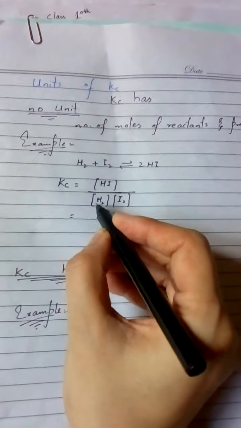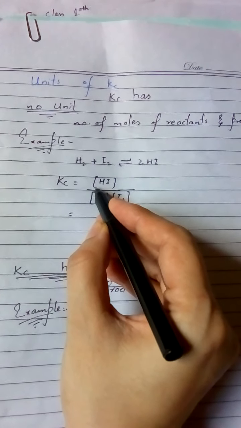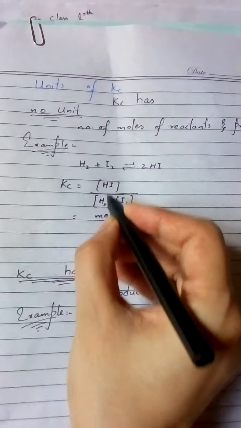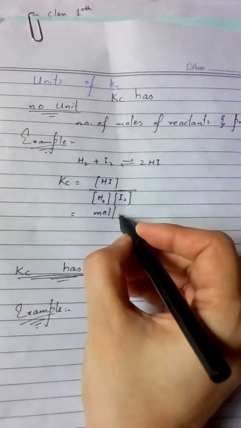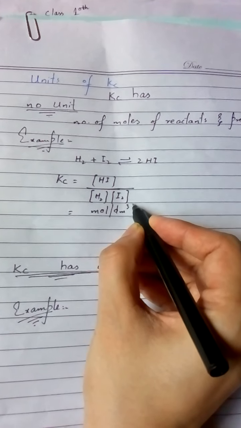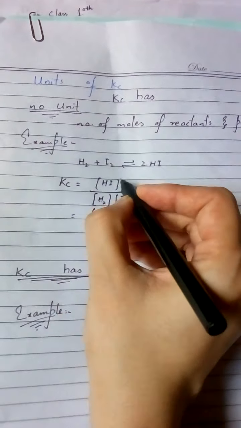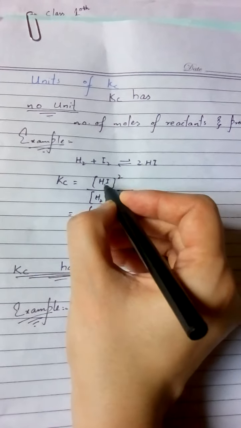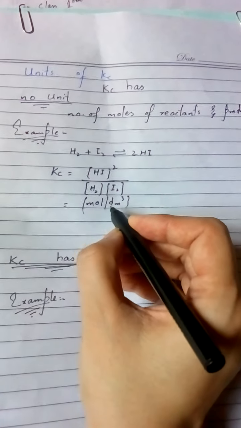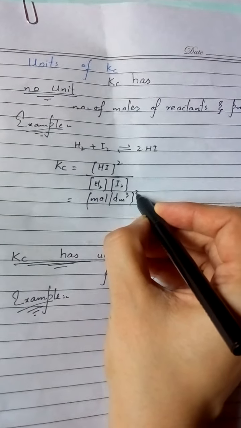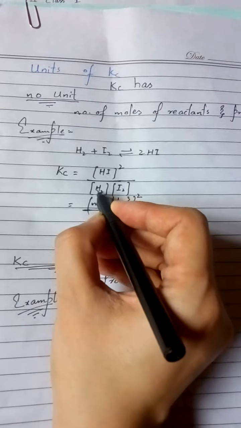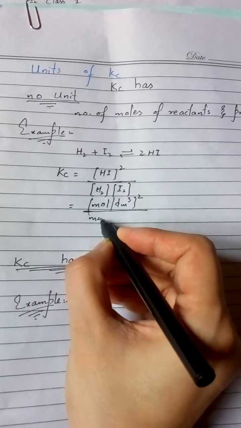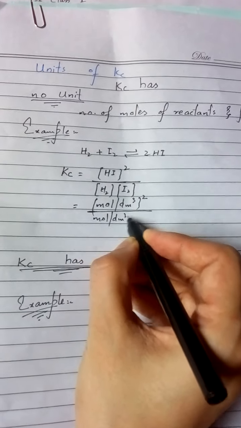by writing the unit of concentration. The unit of concentration is mole per decimeter cube, as these concentrations are expressed in mole per decimeter cube, so we will write mole per decimeter cube here. Here coefficient 2 is present, so we will write 2 as an exponent on top of HI. So we will write mole per decimeter cube whole square divided by the concentration unit of H2, which is mole per decimeter cube.